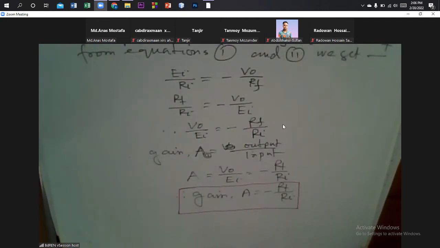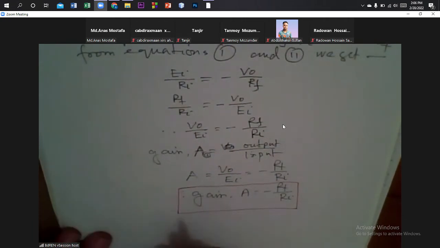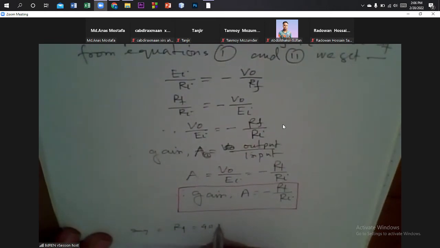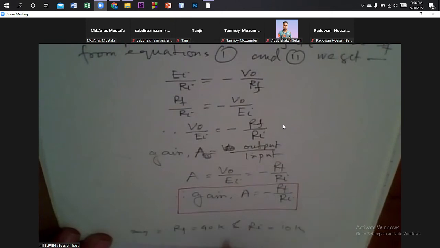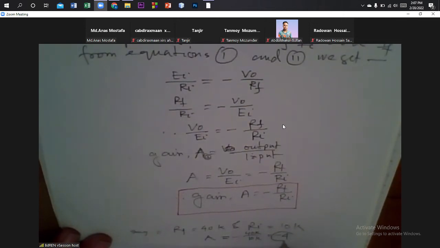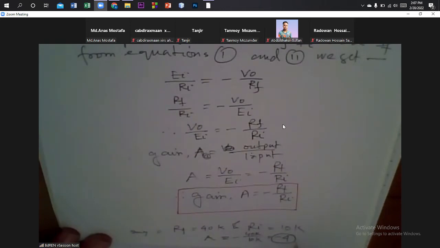So say RF is equal to 40K and RI is equal to 10K. So what will be the gain? Minus 40K divided by 10K. So what will be the gain? Minus 4. What is the gain for open loop? Can you remember? Open loop.